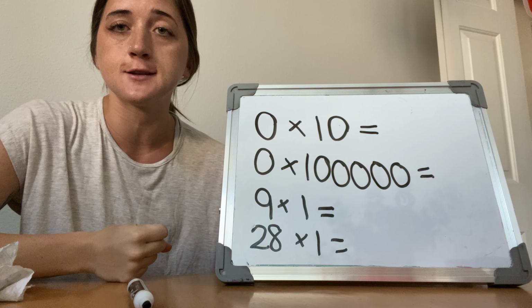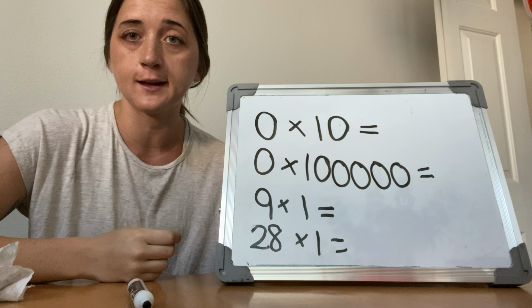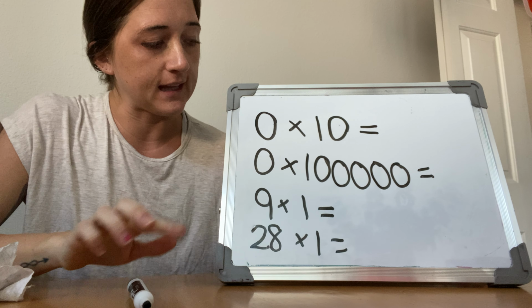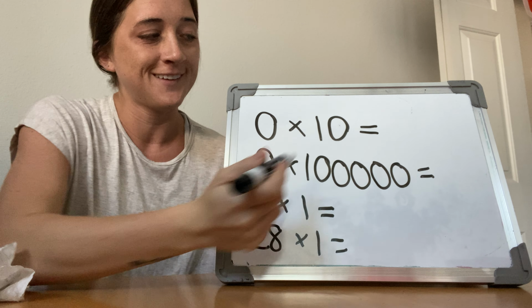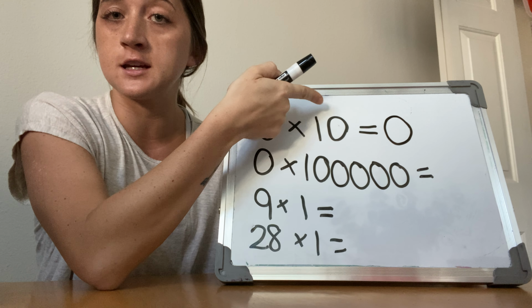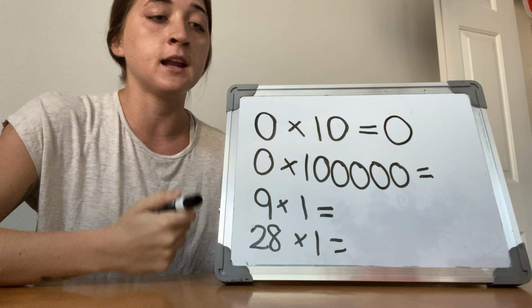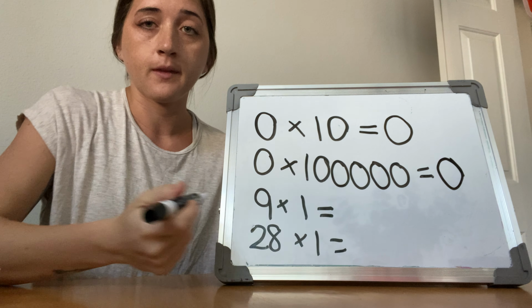This week we're going to be working on some simple single-digit multiplication. So I just wanted to remind you of a few of the quick strategies that we have already learned. Remember that any number times 0 always equals 0. It doesn't matter if this number has 1 digit, 2 digits, 10 digits. It is always going to equal 0.